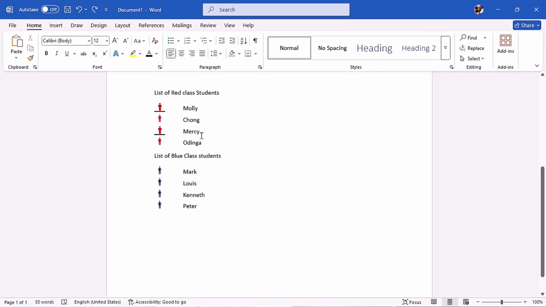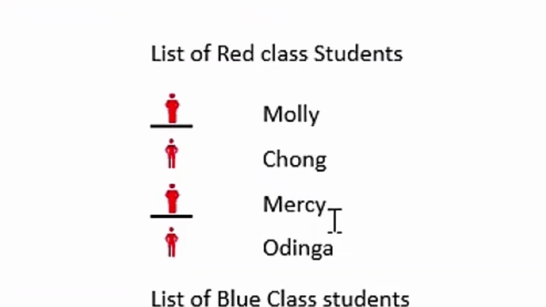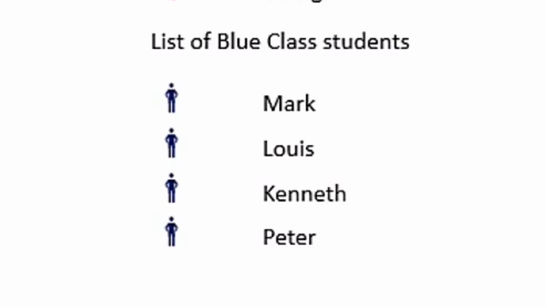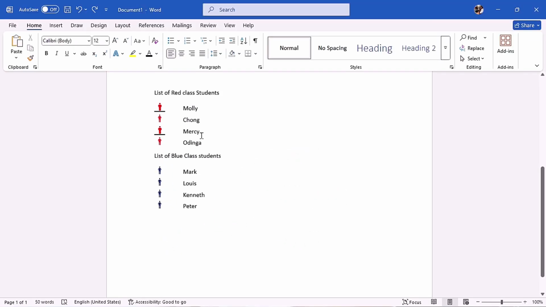If I scroll down also the list of red class students, you can see I've put there the symbols corresponding to the gender and also indicated it using the red color. Then also the same for the list of blue class students. Using symbols like that adds to the information you are sending out. I'm going to show you exactly how you can do that.